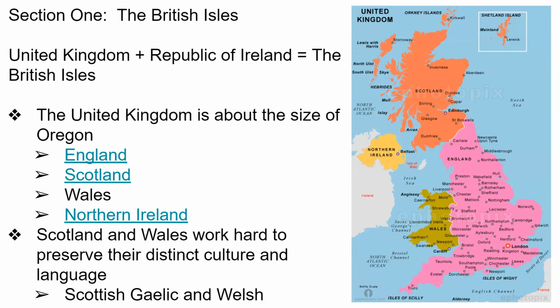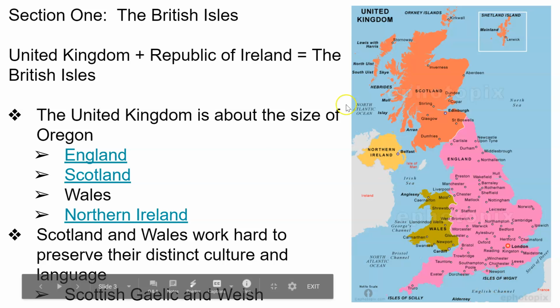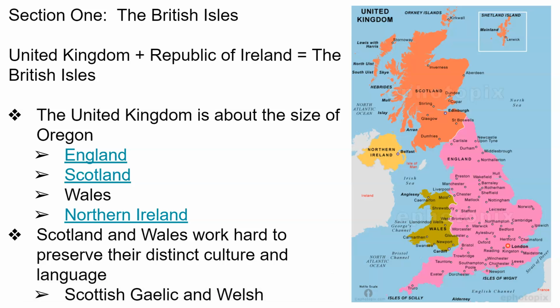Now, sometimes Great Britain and the island of Ireland are often referred to as the British Isles. And part of this is despite its very unique culture as compared to the UK, Ireland for a long time was a part of the British Empire. And so those two, the UK and the Republic of Ireland, are sometimes referred to as the British Isles.